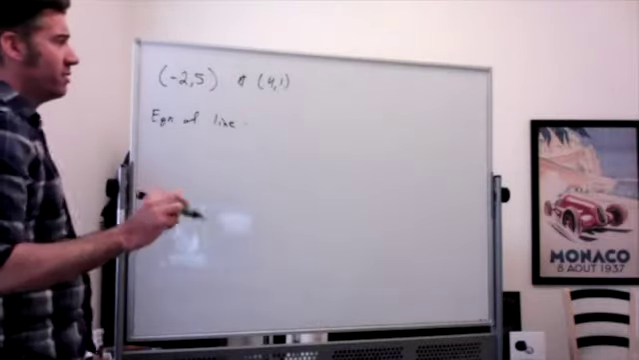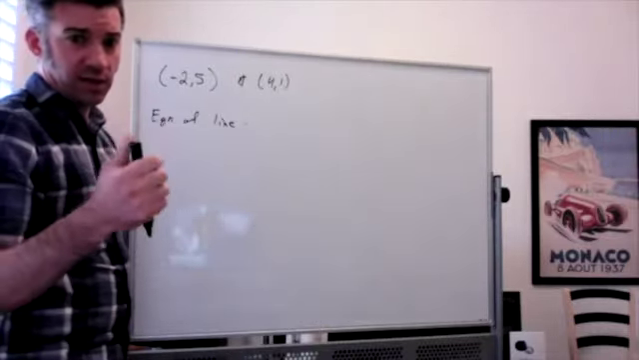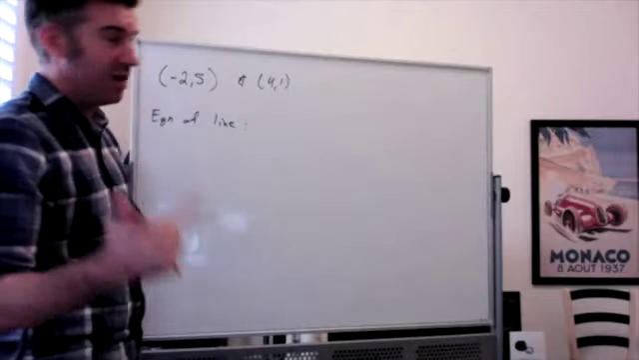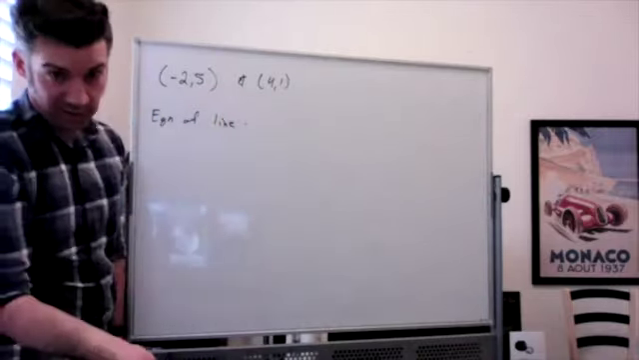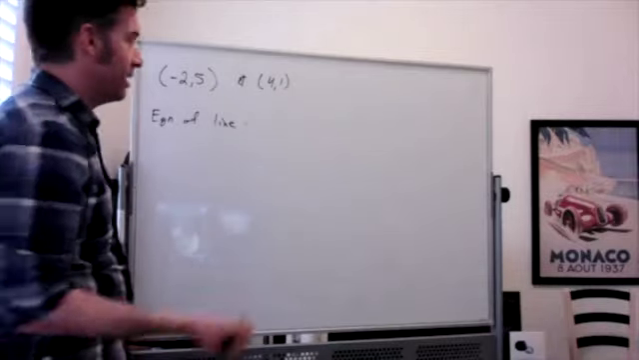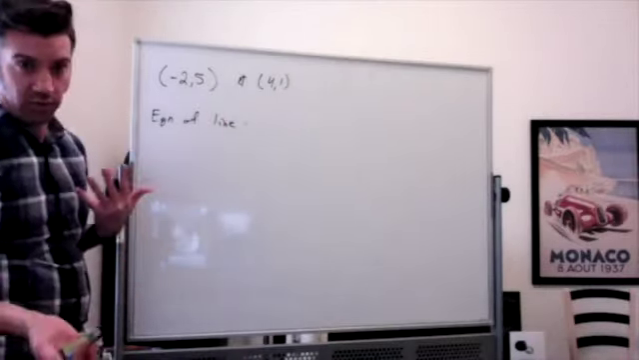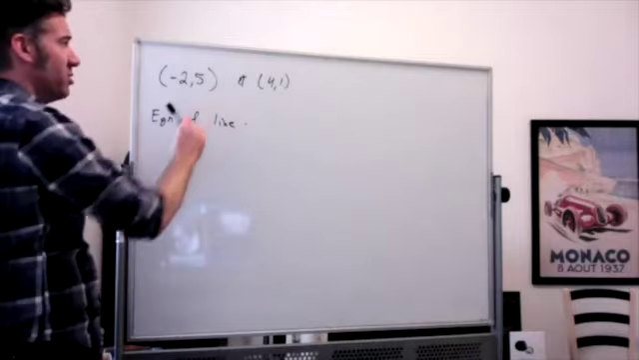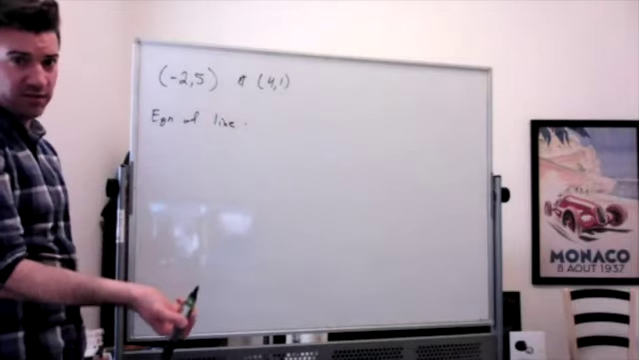So, to find the equation of a line, we need two things. We need a point and we need a slope. We've got a point. Actually, we've got 2 points. So we've got a point covered, but we need a slope. And the way we find the slope is by using the slope formula or the slope equation. The slope between 2 points is the difference in the y's over the difference in the x's.